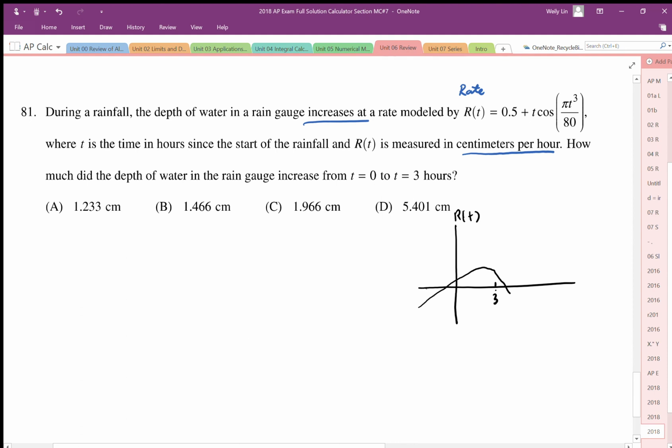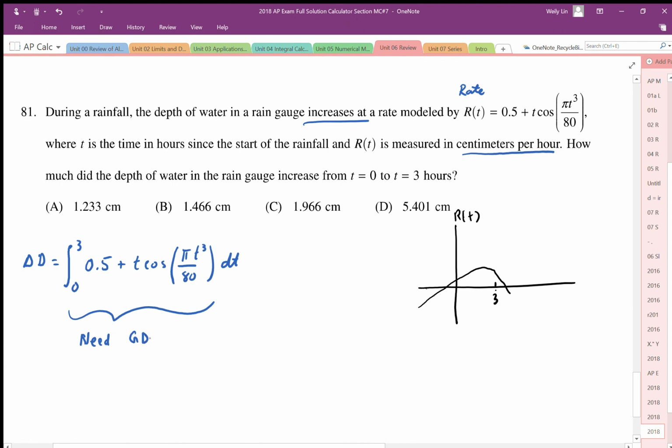Basically, I just want to integrate this. I want to find the area, where the change in depth is equal to the displacement from 0 to 3 on my rate function, which is the integral from 0 to 3 of 0.5 plus t cosine of pi t cubed over 80 dt. Now I cannot anti-differentiate this, so I need my graphing calculator here. We cannot anti-differentiate this, so when I sketch this on my graph, I'm going to use my integral function and shade this from 0 to 3.